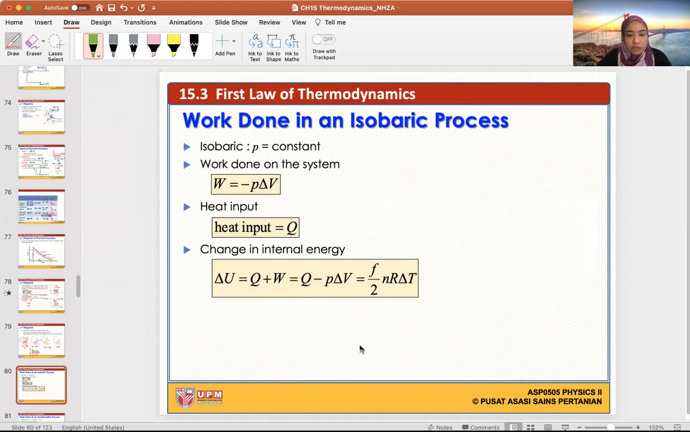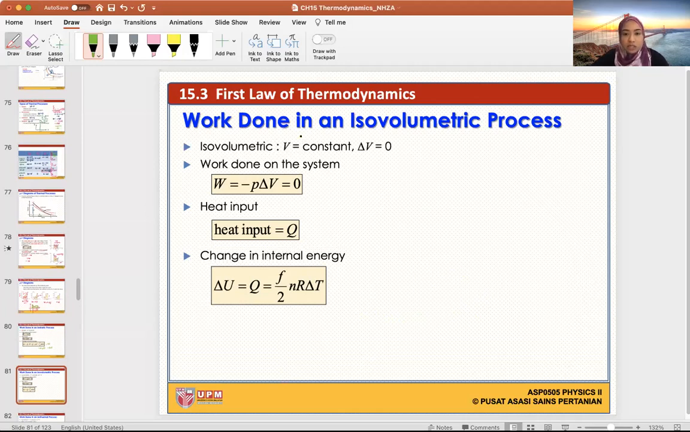Okay, so quickly, because we talked about the isobaric process. W equals to minus P delta V. The heat input is just Q. So delta U is Q plus W or Q minus P delta V. We can also write it as F over 2 NR delta T or NCV delta T, because this is just delta U basically. Okay, so these equations we have already seen. Okay, isovolumetric, change in volume is constant equals to 0, which means that this guy is 0. Heat input is still Q, which means that delta U is equal to Q plus 0. So it's just Q. Okay.